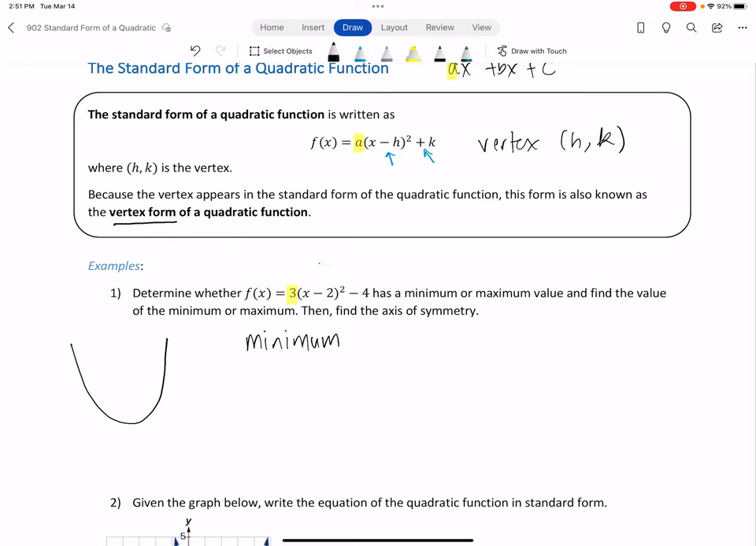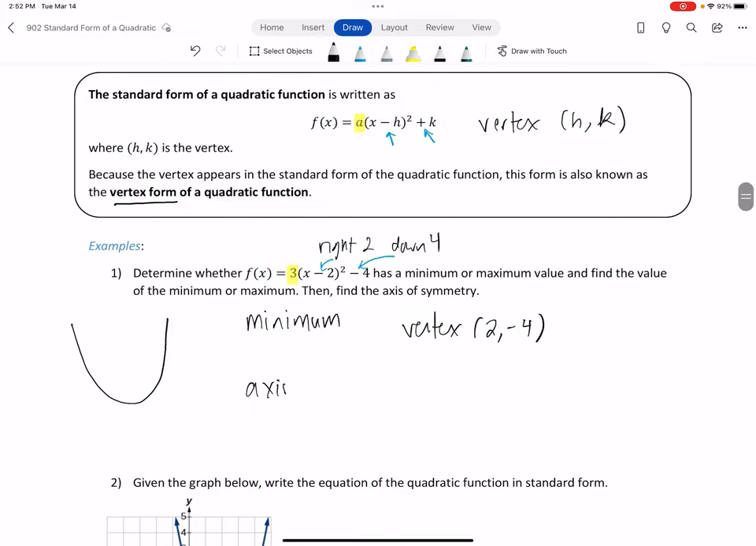We know that it moves right 2 and down 4. That comes from the minus 2 here and the minus 4 there. So the vertex is going to be at the point (2, negative 4). That means my axis of symmetry is at x equals 2, and the value of my minimum is negative 4, which occurs at x equals 2.